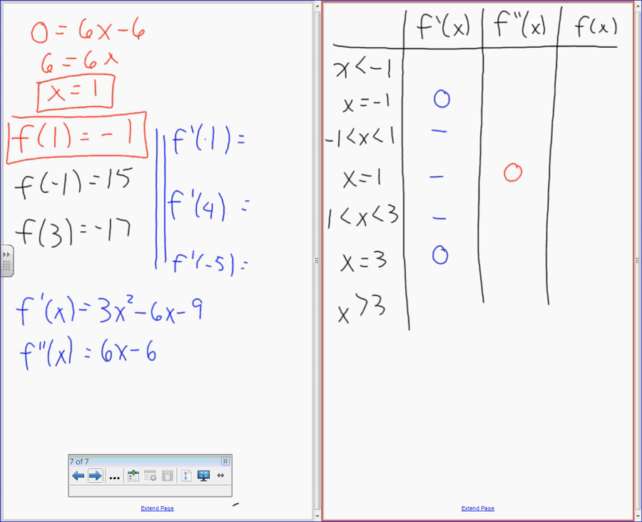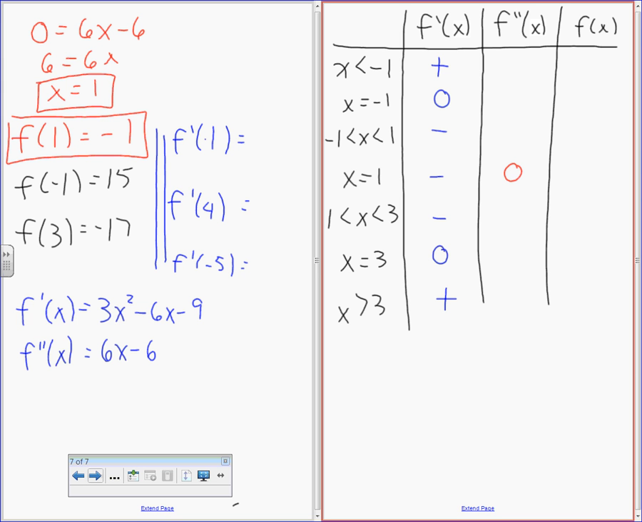If I do f prime of 4, I don't show your work here. Okay, on your test, all I'm marking is your chart here. 4 squared is 16, times 3 is 48, minus 24 is 24, minus 9 is positive. So that's going to be a plus. Negative 5 squared is 25, 75 plus 30 is a big number, minus 9 is a plus. Just like that. Okay. What is a positive f prime of x is equal to positive? What does that mean? Yeah, so we're moving upwards this way.